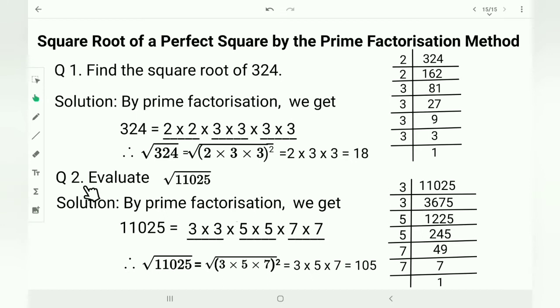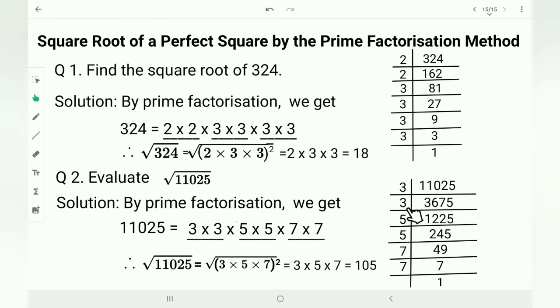Question number 2. Evaluate square root of 11,025. So first of all we will calculate prime factors of 11,025, and you can see after calculating prime factors I have got their factors like 3 into 3 into 5 into 5 into 7 into 7, means 2 times 3, 2 times 5, 2 times 7.